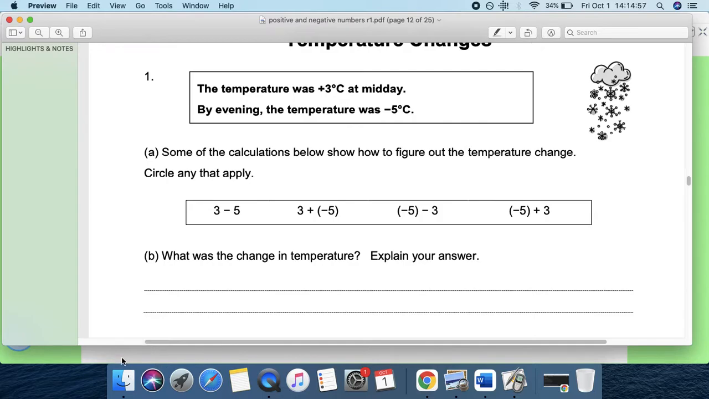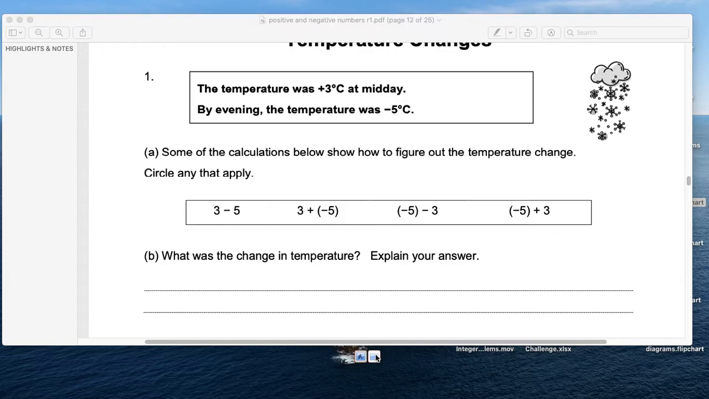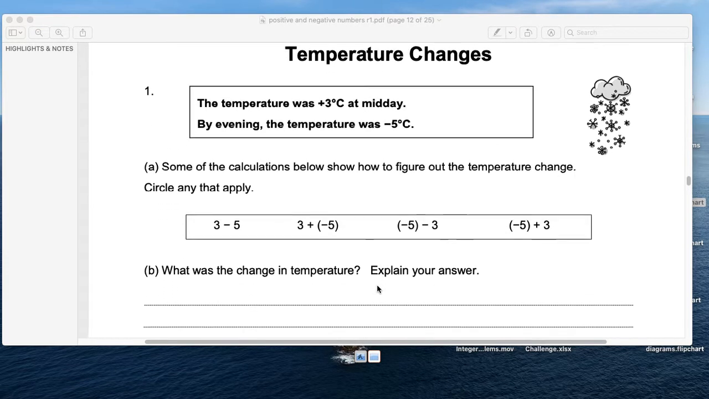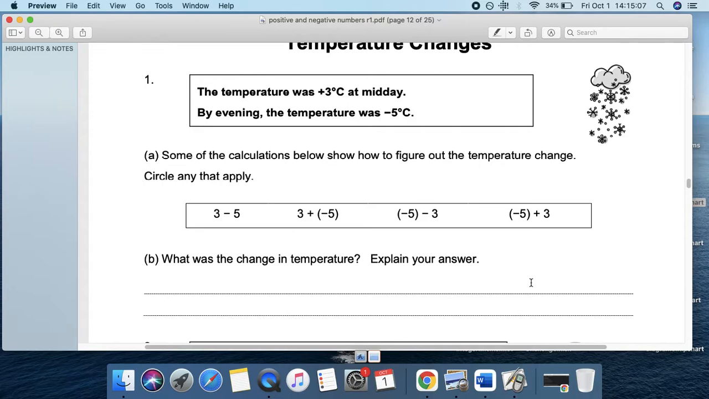So I'm going to do mine over here. Okay, so temperature changes. That was your task, right? Just to go over this and see how yours compares to what I did over here.